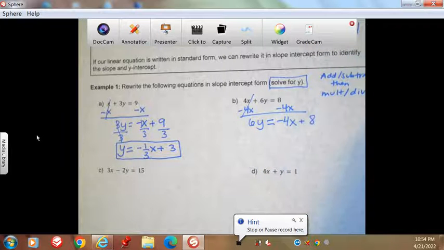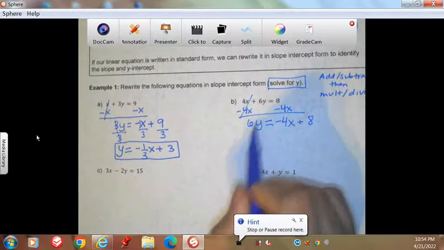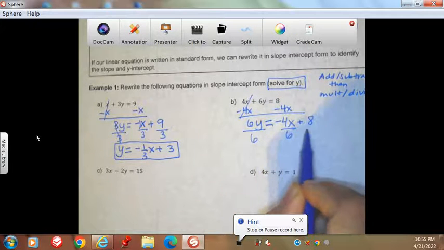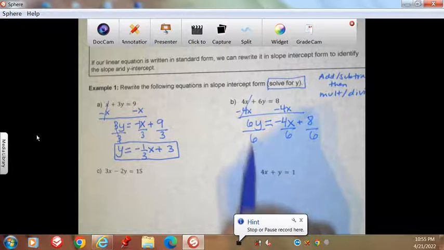Okay, now the 6 is in the way. It's being multiplied to y, so I need to divide it. And that means divide every single term by 6, so that it cancels here. So y is all by itself.